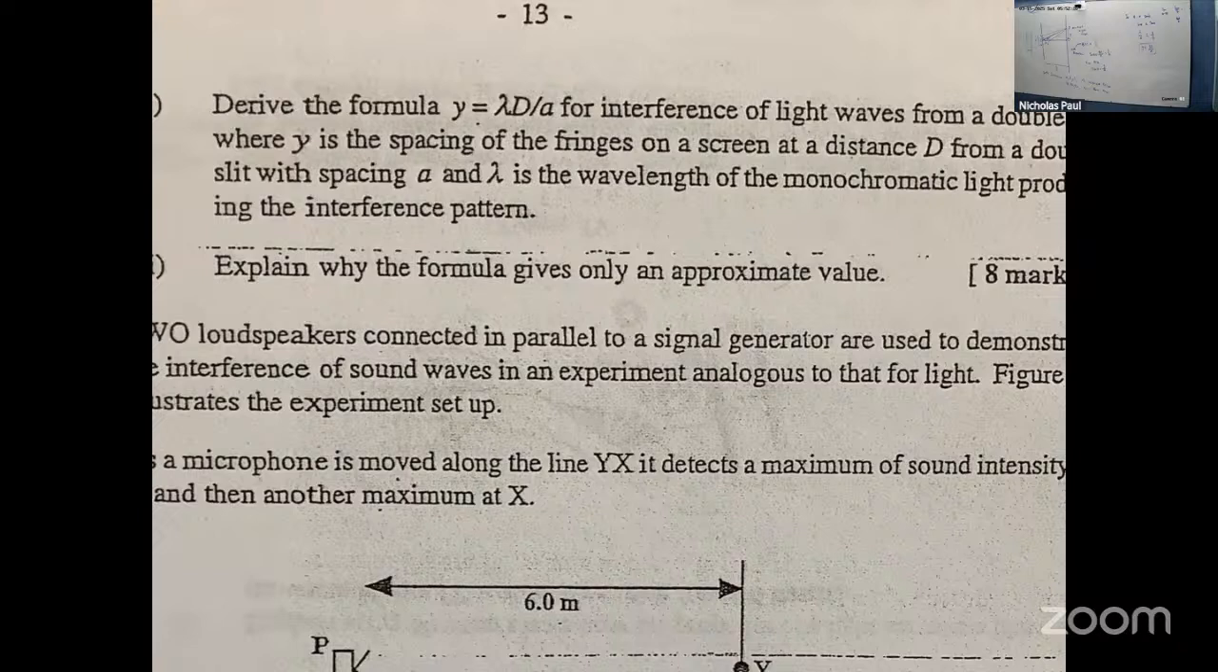Why is the formula y equals D lambda over a an approximate value? Because you have to approximate sine. In the proof, Javed, we said that when theta is very small, sin theta is approximately tan theta. So you have to tell them that. Because theta is very small, we approximated sin theta to be equal to tan theta. That's why it's not the exact thing, it's the approximation.